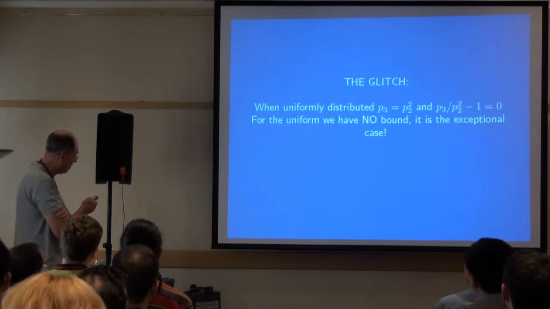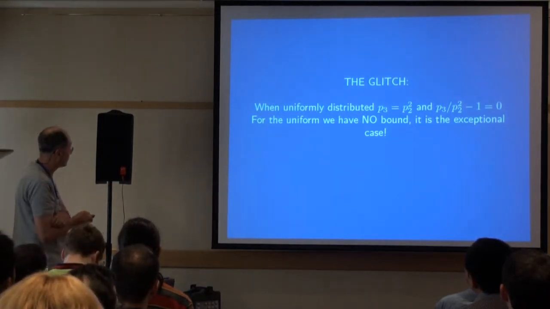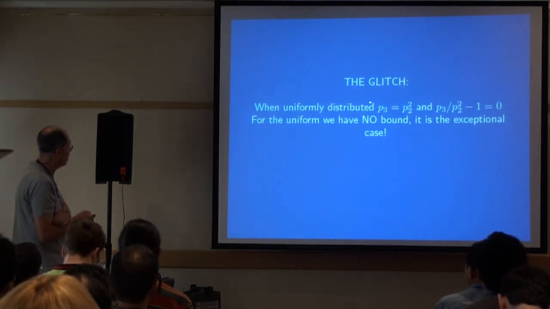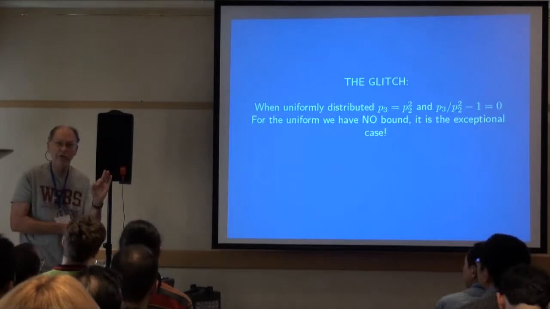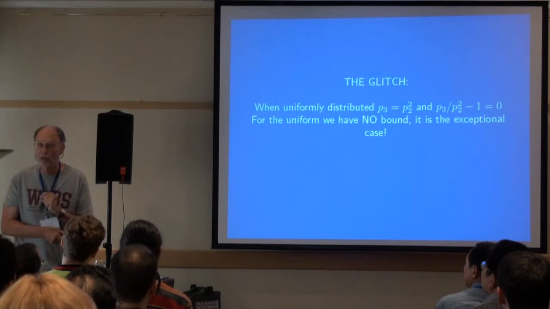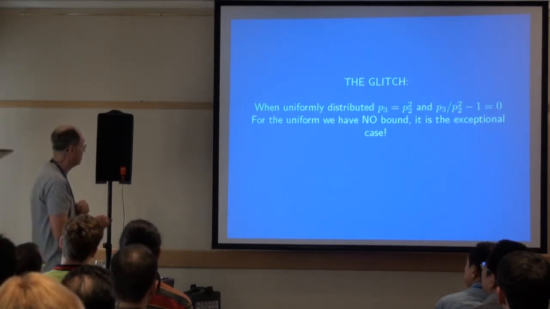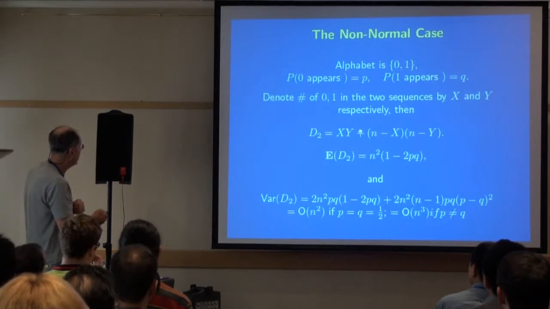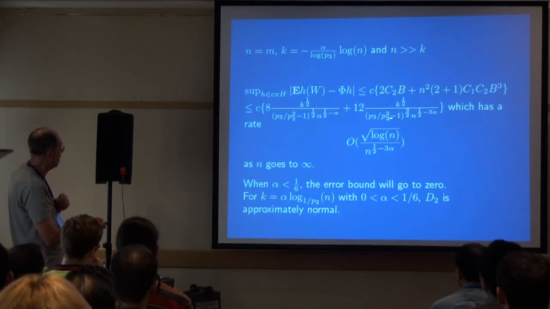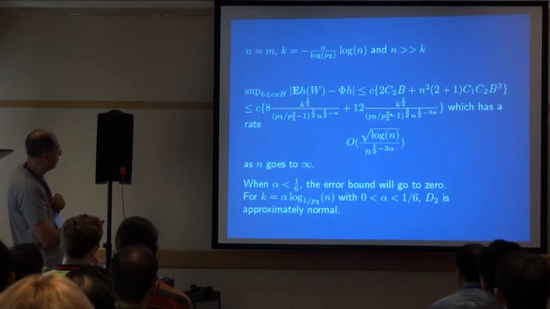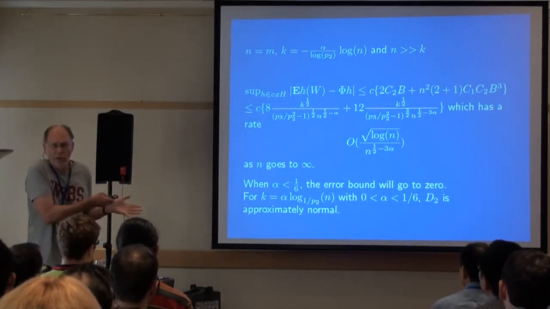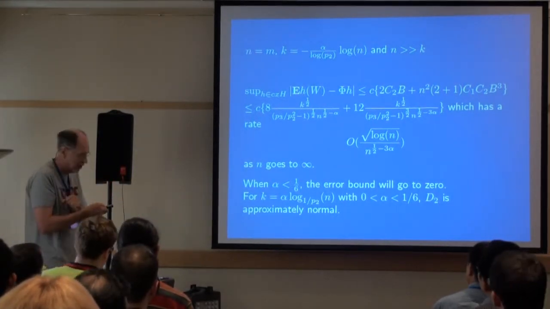And in fact, our bound didn't work when the letters were uniformly distributed. When all the letters were 1/4, it wasn't approximately normal. What? So what happened was when they were uniformly distributed, we were dividing by 0. And so our bound wasn't valid. It could still have been normal, but the bound didn't work then. We didn't notice it at the time.